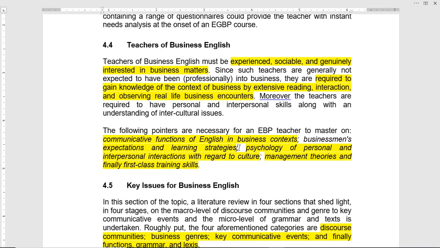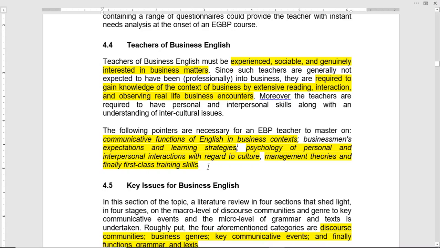Then the psychology of personal and interpersonal interactions with regard to culture. For example, the way people greet and what words they are supposed to say if there is a cross-cultural communication. Then also the management theories, especially for business management, and finally first class training skills. Training skills with a wide variety of teaching and learning methods, especially learner centered.